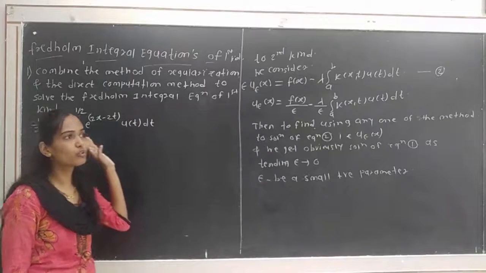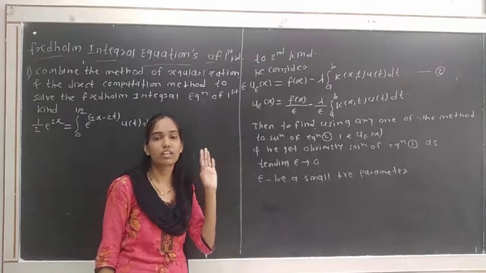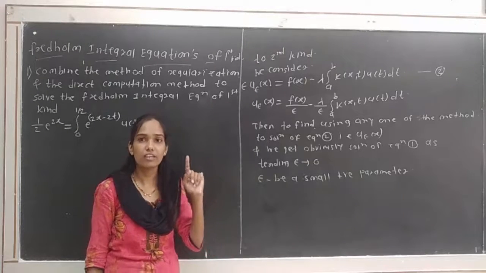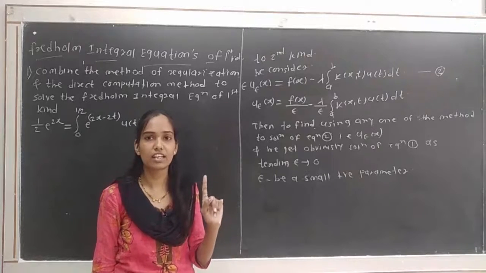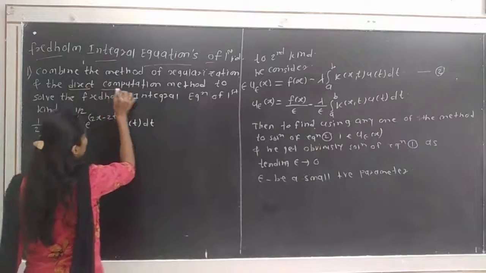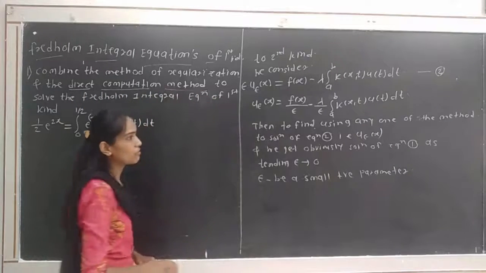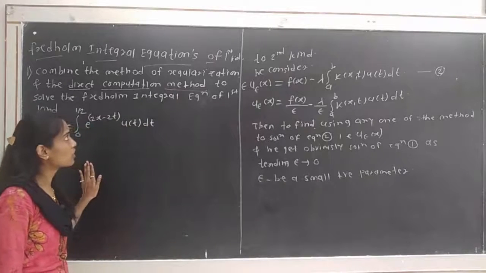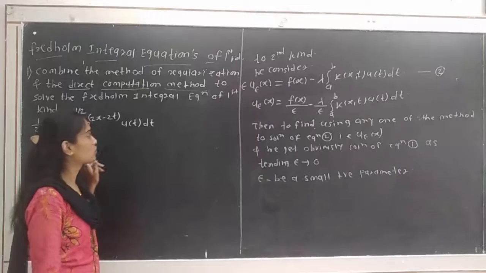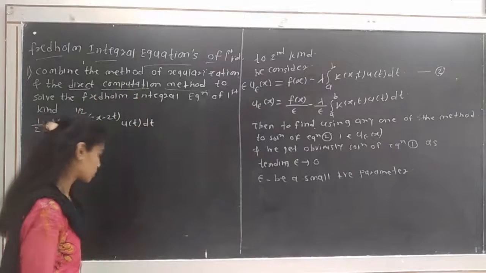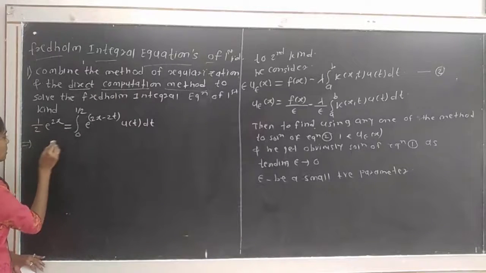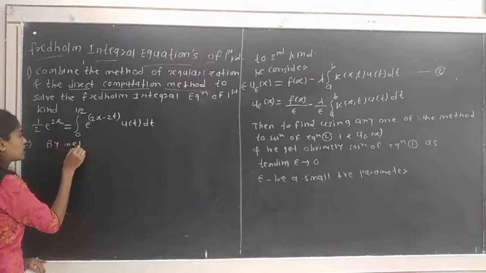That is, we first use the method of regularization to convert the given first kind integral equation to the second kind integral equation, and then for finding the solution of the second kind integral equation we use the direct computation method. For finding the solution of second kind Fredholm integral equation, we see different methods. From that we use here the direct computation method, because we want to give that in the example.